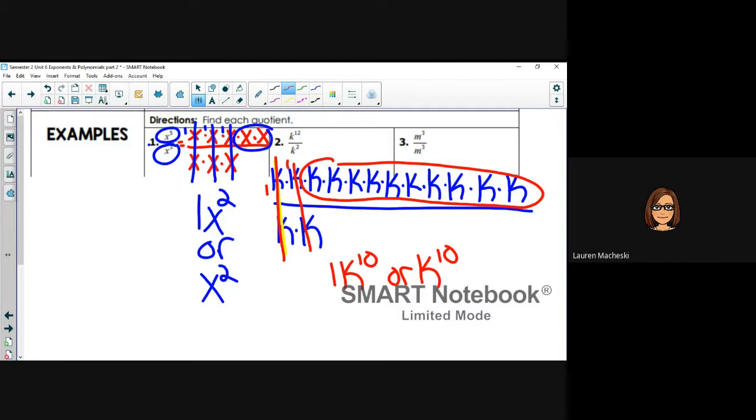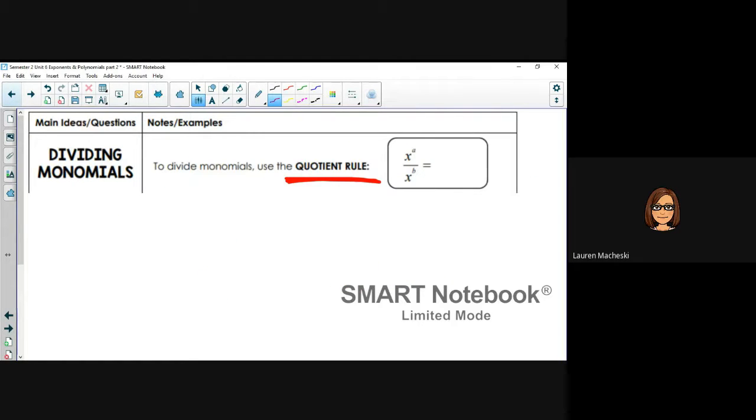Any thoughts on how I got that instead of writing it out in expanded form? I'm sure some of you are thinking it. You subtract. So k to the 12 divided by k squared, 12 minus 2 is 10. Same thing up top in this first one. X to the fifth divided by x to the third. 5 minus 3 is 2. So the rule is you subtract your exponents, whatever they may be.